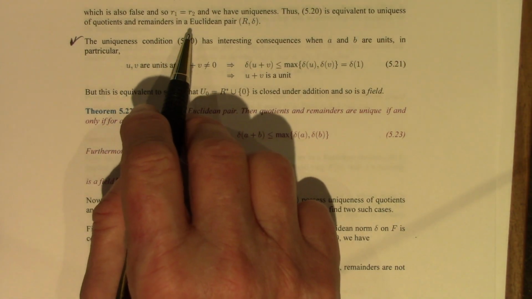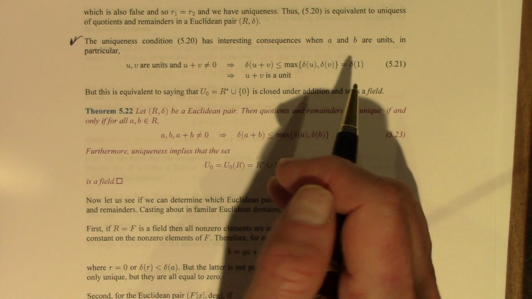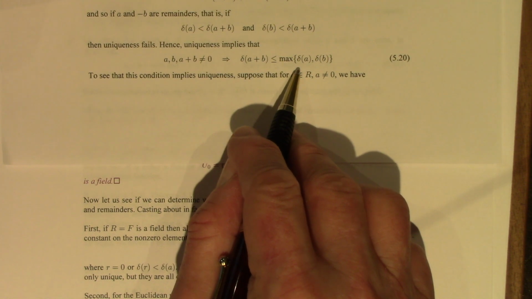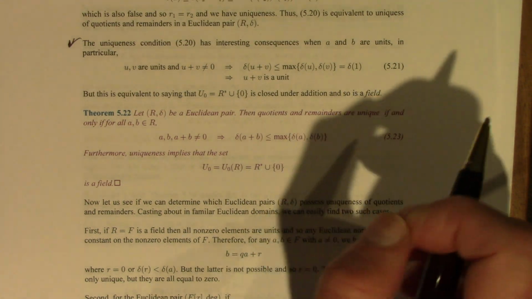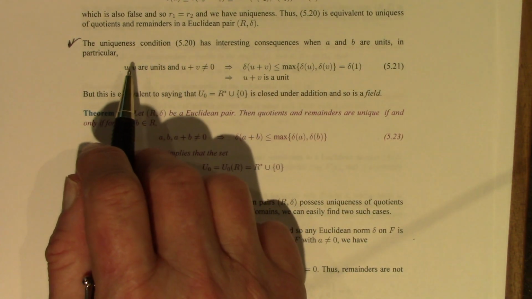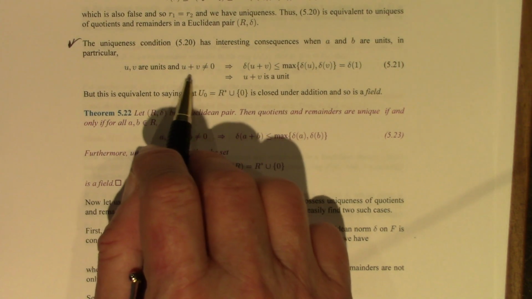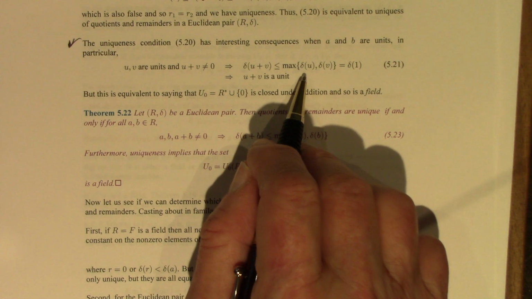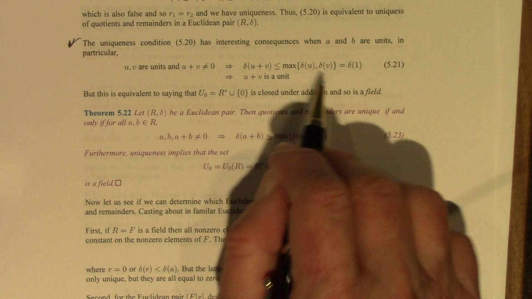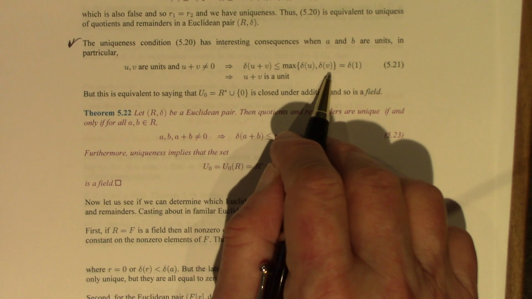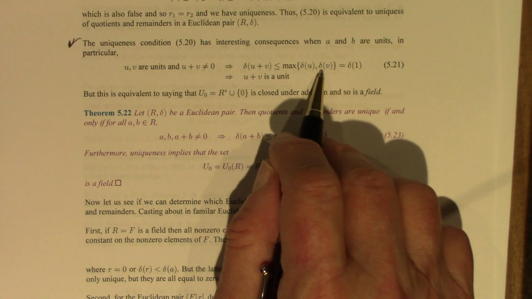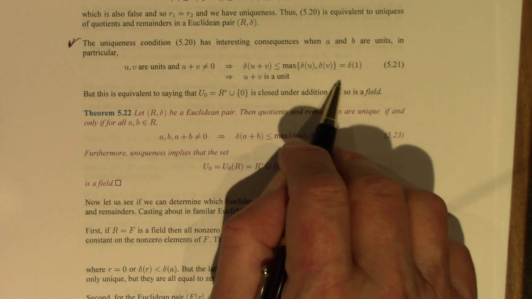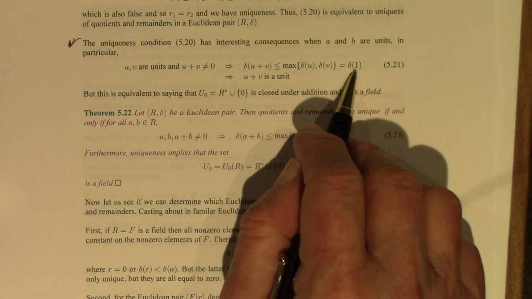This uniqueness condition has an interesting consequence. I'll go back. Here's the condition. It has an interesting consequence when we apply it to units. If u and v are units and u plus v is not 0, then the norm of u plus v is less than or equal to the maximum of the norm of u and norm of v. But if u and v are units, these are the minimum norm. Remember, all units have the same norm, and it's the smallest possible norm. So we can say that's equal to the norm of 1.